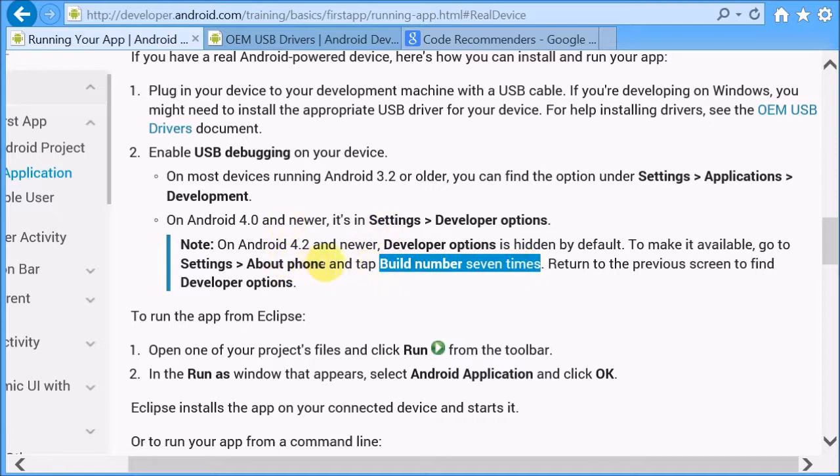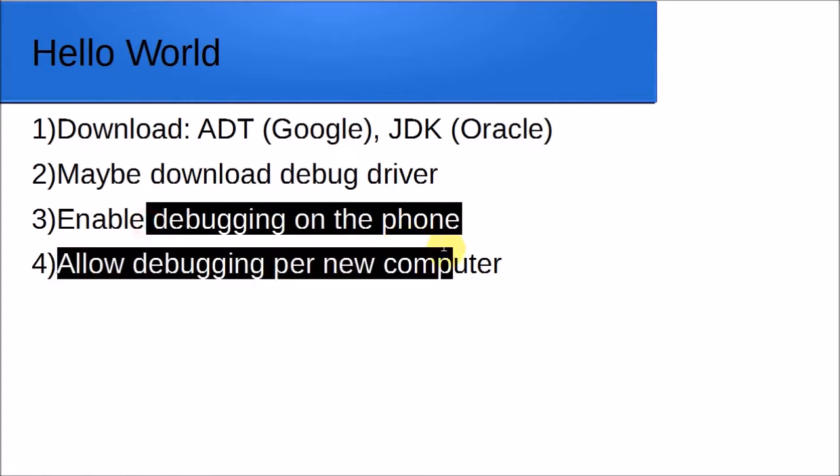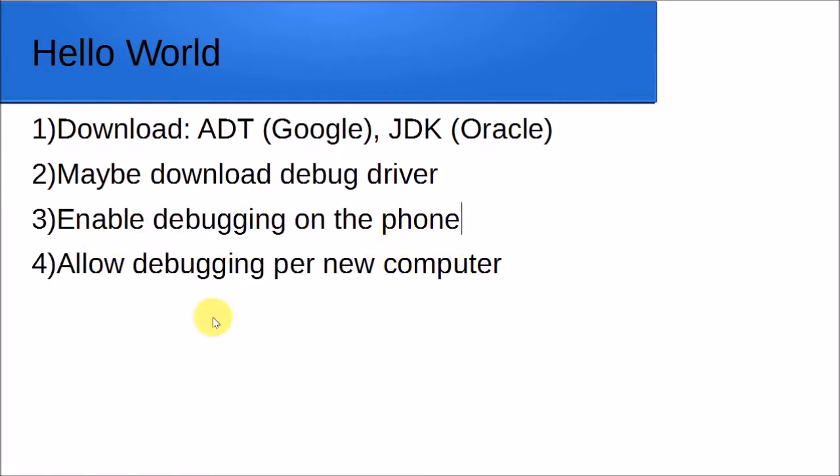What are they going to think of next, right? I mean, how do you know to hit the build number 7 times in such and such menu? So for this part, enabling it, you need to look up on the internet for the latest way to do that.